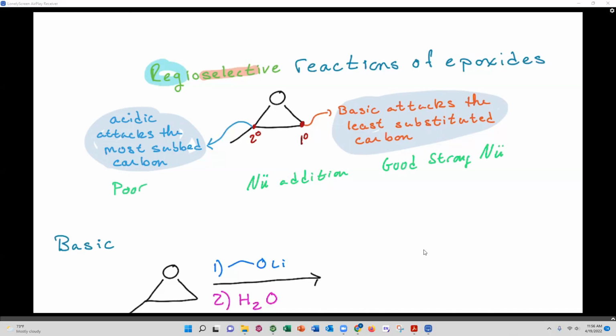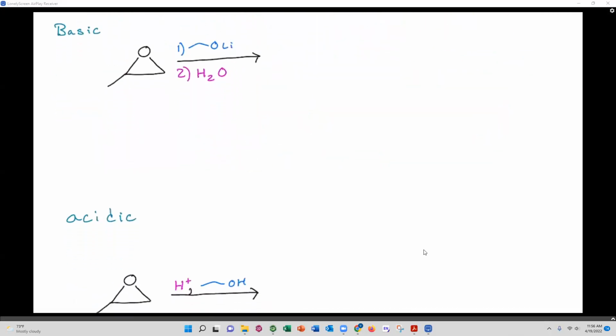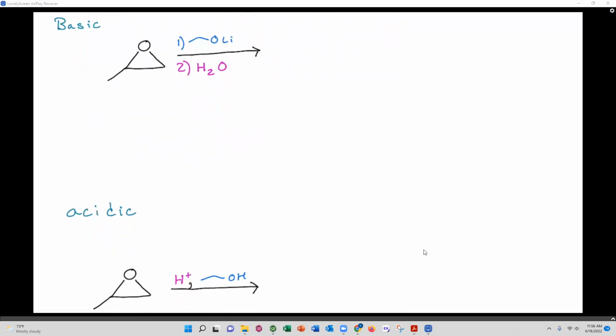But in general, what's important is that you do this mechanism, you know the regioselectivity, okay? And that you be careful when you're drawing your bonds. So how do you know if something is basic and how do you know if something's acidic? Typically when you see a metal plus an anion, we're going to assume it's basic, okay? Conversely, if you see H plus, you're going to assume it's acidic, okay?